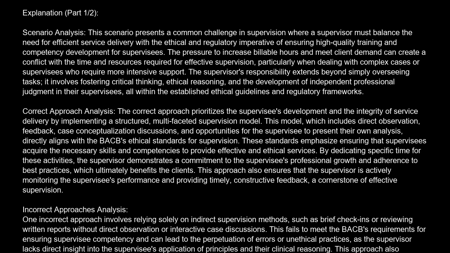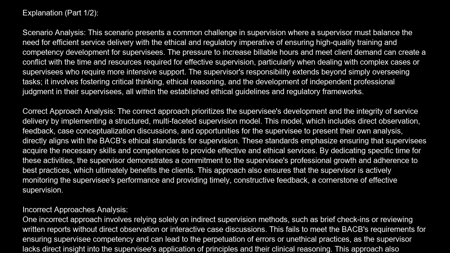Correct approach analysis. The correct approach prioritizes the supervisee's development and the integrity of service delivery by implementing a structured, multifaceted supervision model. This model, which includes direct observation, feedback, case conceptualization discussions, and opportunities for the supervisee to present their own analysis, directly aligns with the BCBA ethical standards for supervision. These standards emphasize ensuring that supervisees acquire the necessary skills and competencies to provide effective and ethical services. By dedicating specific time for these activities, the supervisor demonstrates a commitment to the supervisee's professional growth and adherence to best practices, which ultimately benefits the clients.